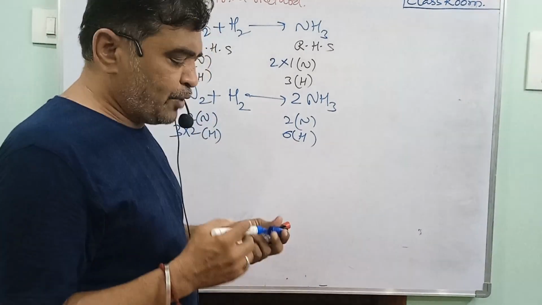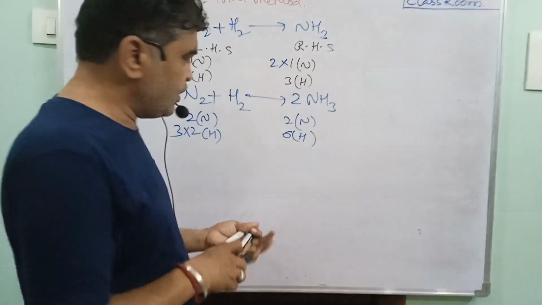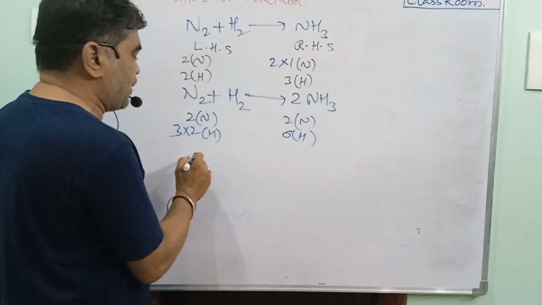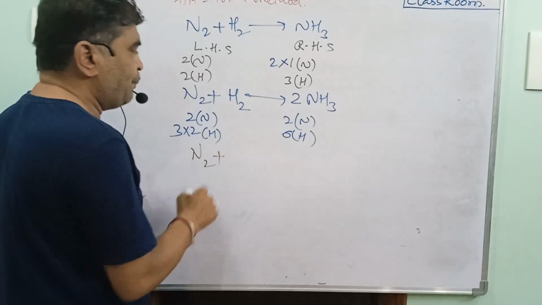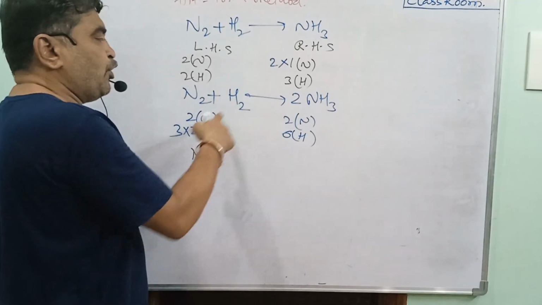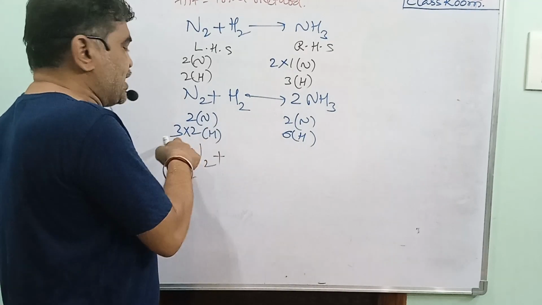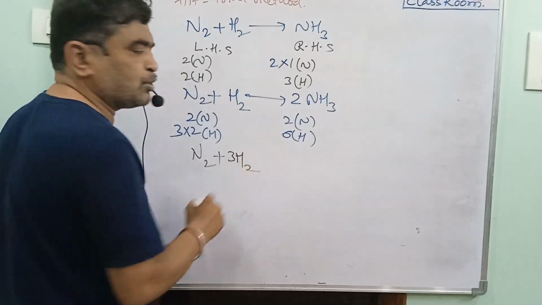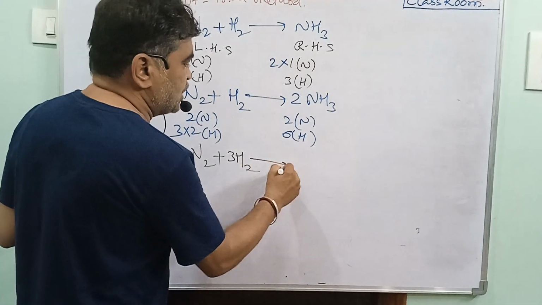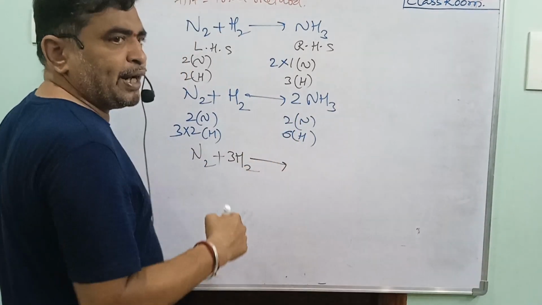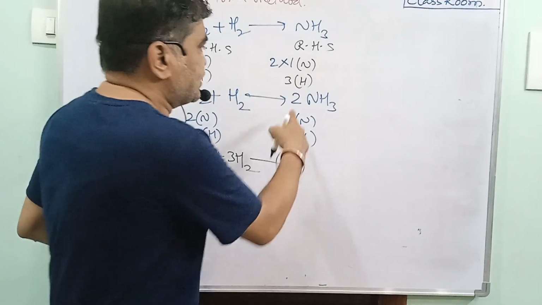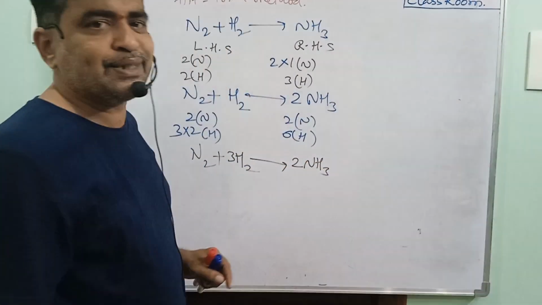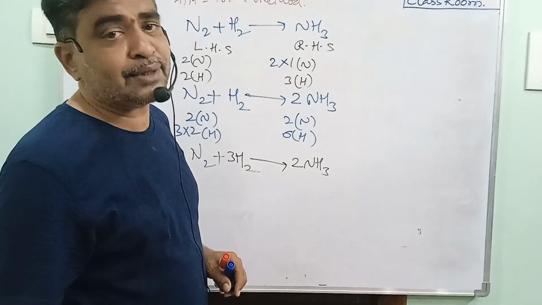So now we write the equation completely. Here the nitrogen is not multiplied with any, so I am writing the same N2 plus the hydrogen. Before you had 2 hydrogens only, but it is multiplied with 3, so 3H2. That gives rise to... I have not multiplied any integer to the ammonia, it is the same, 2 NH3. Now we check whether it is balanced or not.